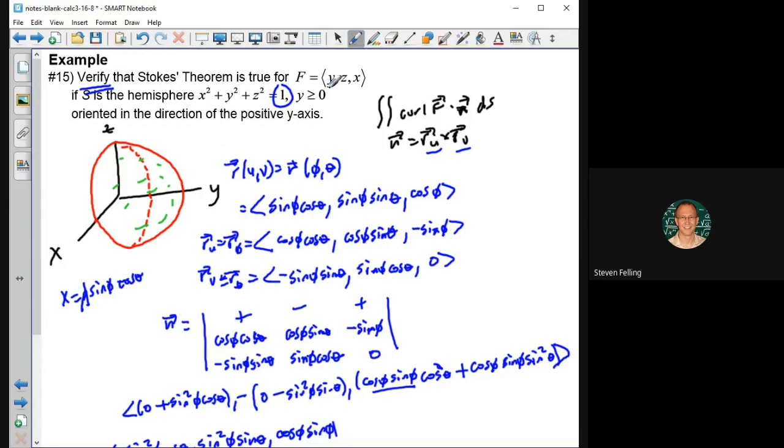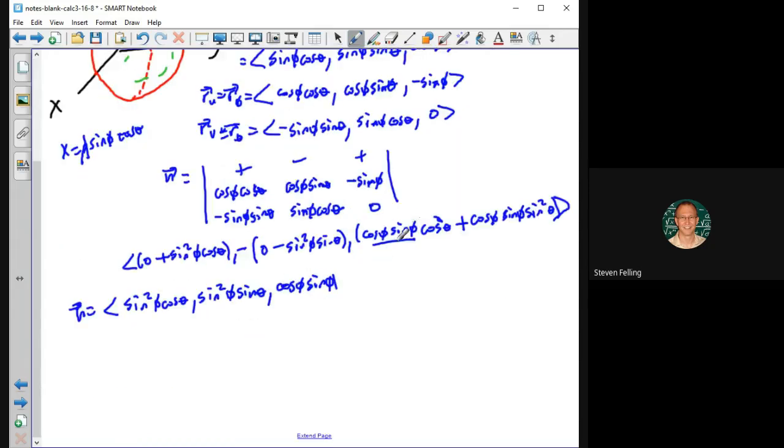I'll use red. It's yzx. Okay, so f is yzx. So what's the curl of f? Well, for that, we would have to take, we've got yzx, partial with respect to x, with respect to y, with respect to z, plus minus plus.